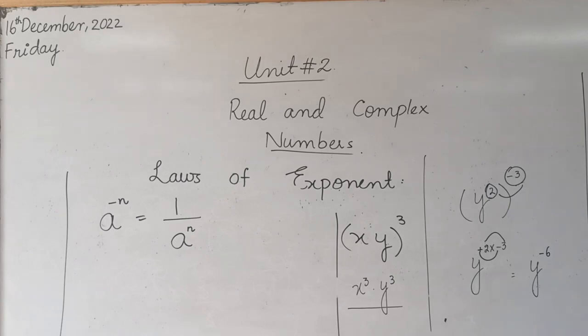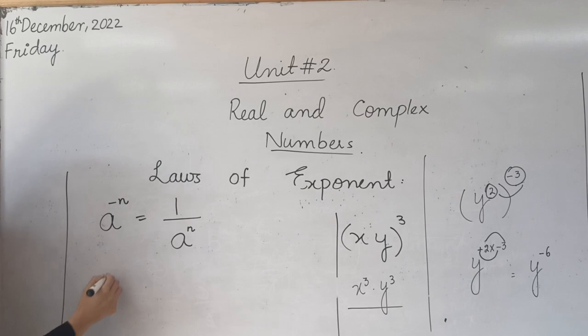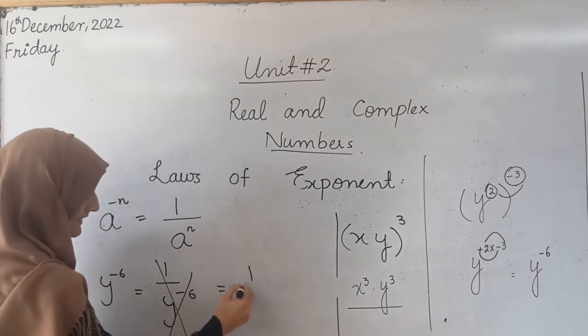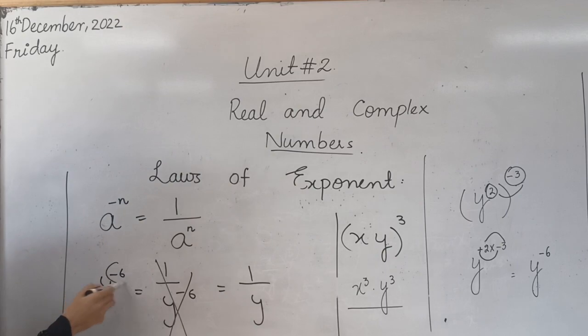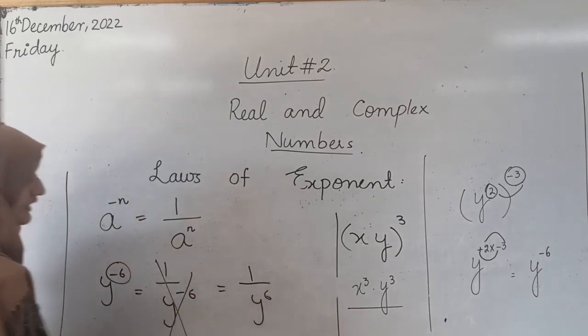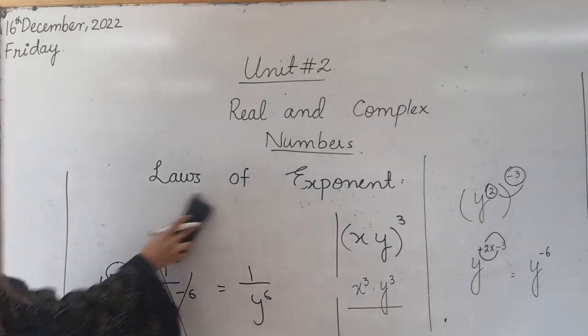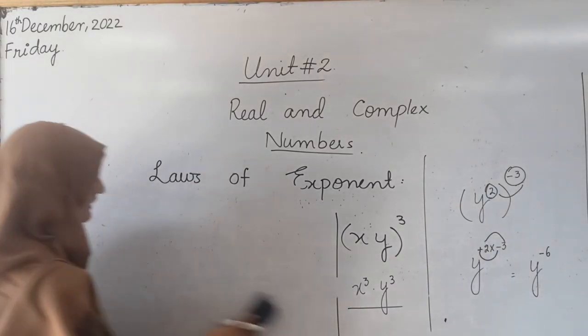For example, if I have y raised to power minus 6, then I can write it as 1 over y raised to power minus 6. Is it true? No. When we take reciprocal, the power will change its sign. This will become positive. 1 over y raised to power 6. Is it clear?